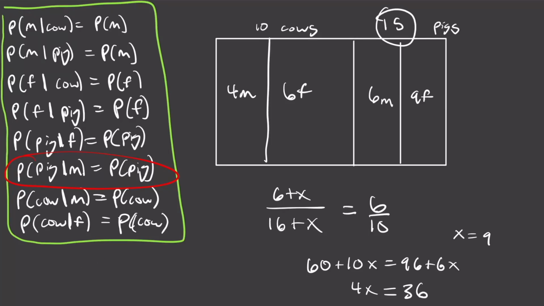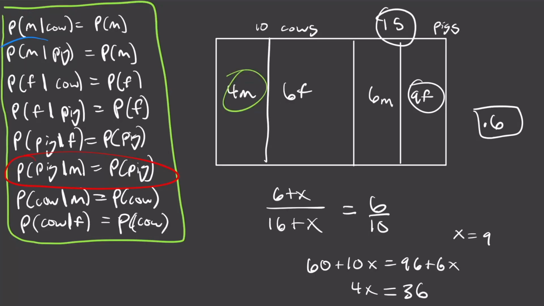Now the total probability that I am a pig is going to be 15 out of 25 total, which is going to give me 60%, right? Now the probability that I'm a pig, given that I'm a male, so I have 10 males and I have 6 pigs, is also 60%. The probability that I'm a pig, given that I am a female, is 9 out of 9 plus 6, so 9 out of 15, which is also 60%.